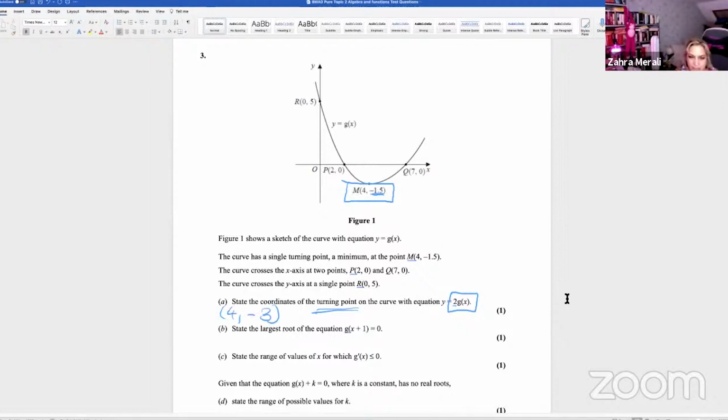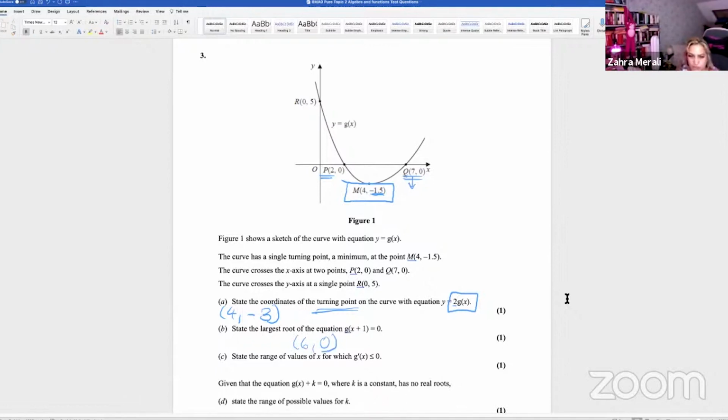And it says state the largest root of the equation g(x + 1). So inside the bracket affects the x coordinates. So we want the roots, which means we're either looking at P or Q. And instead of adding one to them, we're minusing one from them. So we just want the largest one, minus 1, and that's just going to be 6, 0.